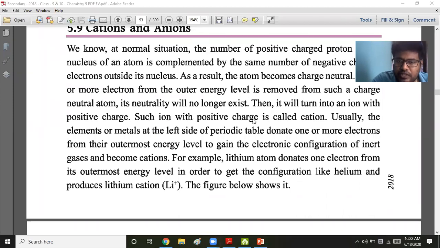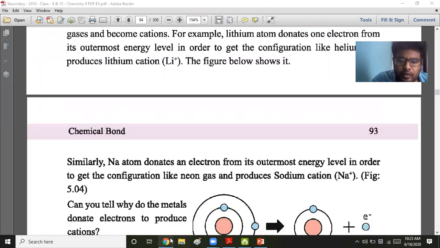Such an ion with positive charge is called a cation. Usually the elements or metals at the left side of the periodic table donate one or more electrons from their outermost energy level to gain the electronic configuration of inert gases and become cations. For example, a lithium atom donates one electron from its outermost energy level in order to get the configuration like helium and produces lithium 1 plus ion. So I am going to explain this. I am going to my copy again.